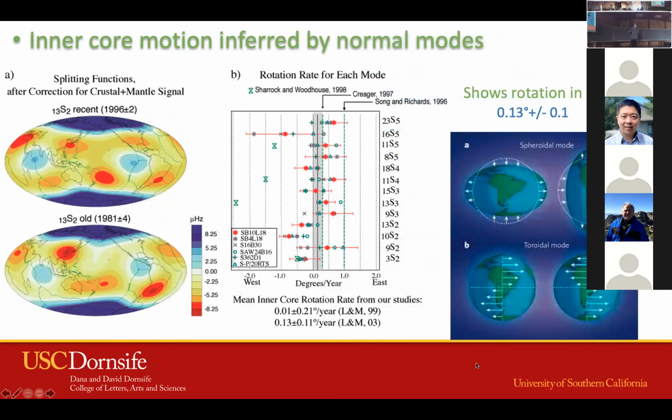Almost 4 years ago, another study was conducted by Gabi and Guy. They use the normal mode split function after correcting the mantle effect. They find that if the inner core superrotates, the split function should also move. So to constrain this move from different modes, we find the inner core is only marginally superrotating, almost no, but marginal superrotation.